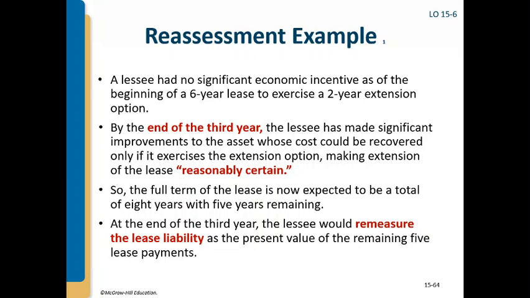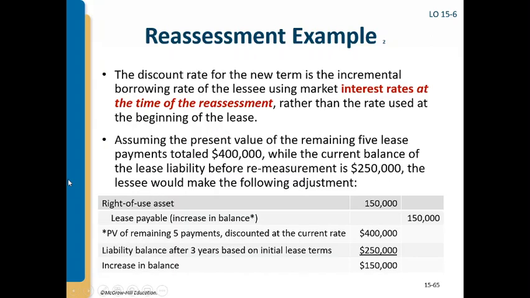And so at the end of the 3rd year, the lessee has to remeasure the lease liability, and it's going to be equal to the present value of the remaining 5 lease payments. Also, the present value is figured out based upon the discount rate at the time of the reassessment, not the discount rate that they used at the inception of the lease. So that's a pretty important concept there.